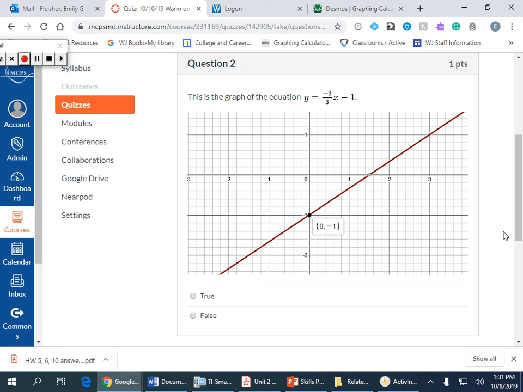For the second question, it said this graph is the graph of the equation -2/3 x minus 1. So my y-intercept is this -1, and my slope is this -2/3. So the y-intercept is where I begin. I go down to this -1, and it's -2/3. So negative means I go down 2. So this should have been false.